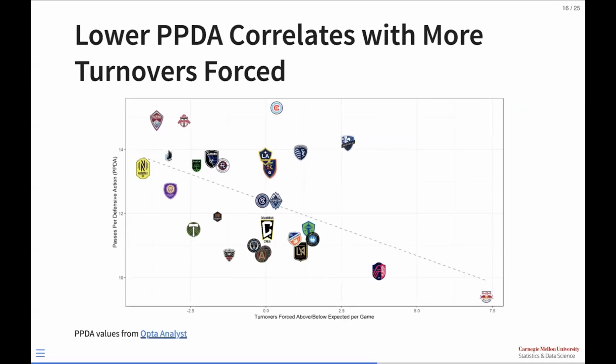And we can see that there is a good correlation. I think the correlation coefficient was about 0.5. And again, to reiterate, a lower PPDA is good, and for our pressing effectiveness, a higher number is good. So we can see that there is a correlation there, which gives us a hint that we are doing something with quantifying pressure.